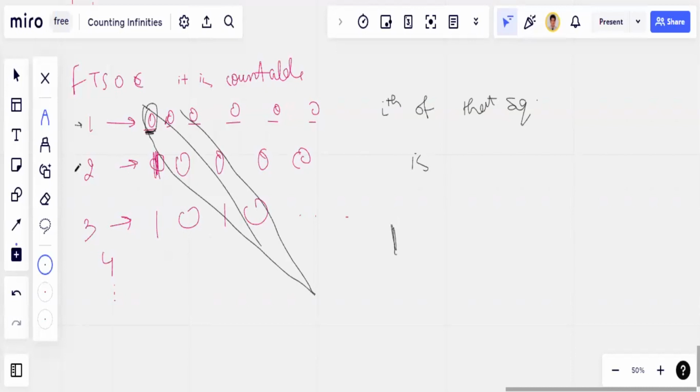Now you go to the second sequence and see the second element. This is 0, so this should be 1. Now you see the third sequence and the third element. This is 1, so this should be 0. And you define this sequence like this.